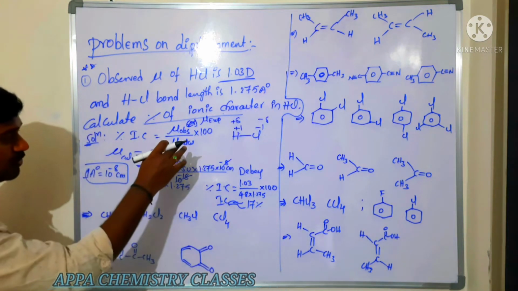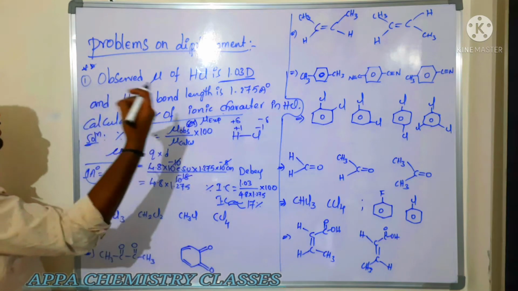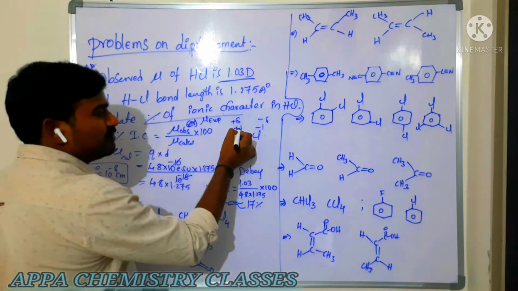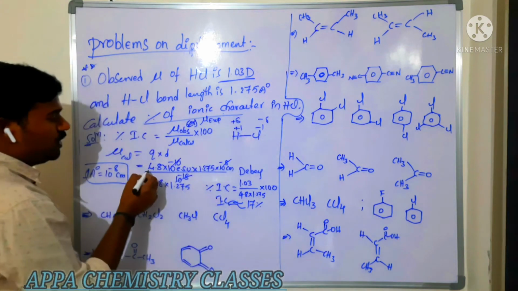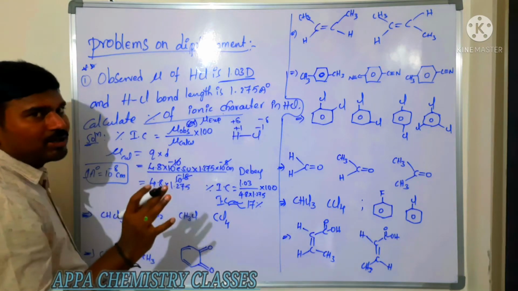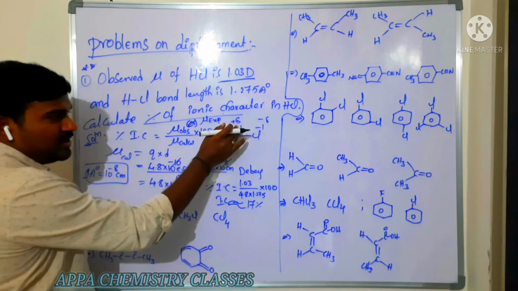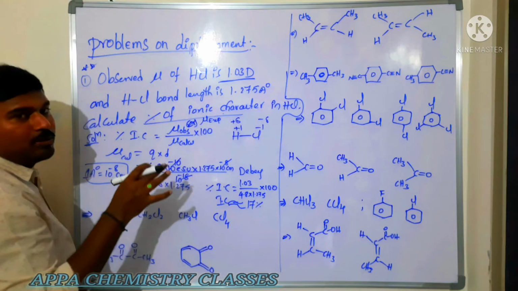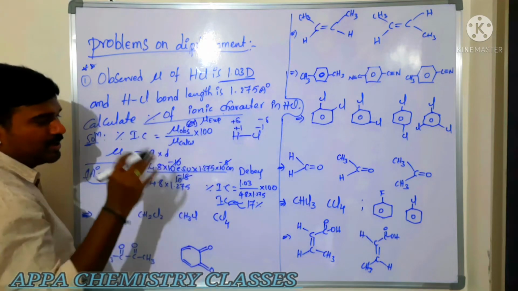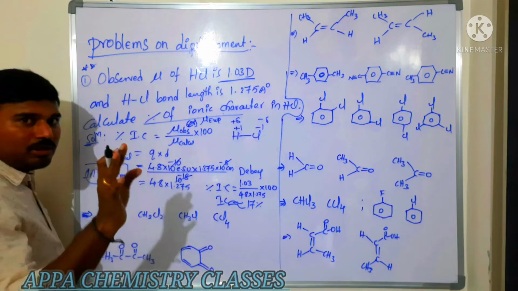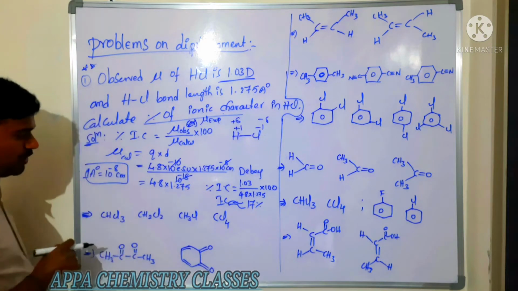So that is a most important model question. Whatever the question, if they have given plus 2, then you have to take 2 into 4.8 into 10 power minus 10. If it is a charge of 3, then 3 into 4.8, as 3 electrons are extra or 3 electrons lost. Is that clear? Most important.